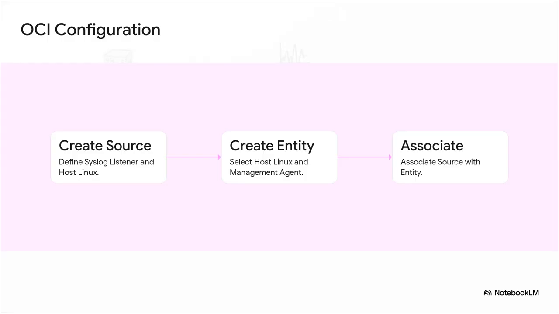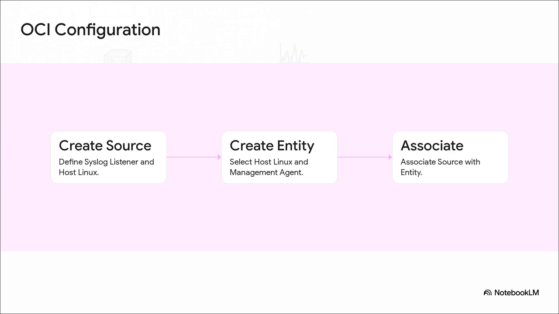Now that we've got the architecture down, let's jump into the OCI console. Over in the Observability and Management Administration menu, we need to explicitly tell OCI how to listen and exactly which agent to trust. Think of it as a three-step dance. First, you create a log source defined as a syslog listener, tell it you're using a Linux host, pick your parser, and define your listening port.